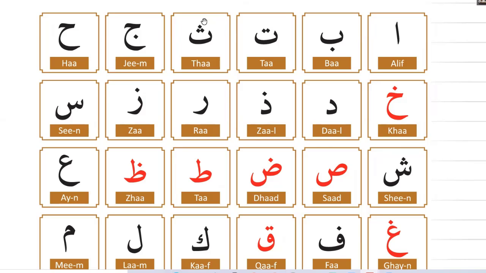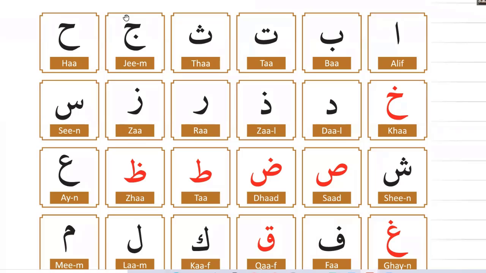Now the next letter is jeem. How will you recognize the letter jeem? First of all, the shape: there is a straight line with a C and a dot in between. So this is the sound of jeem, like jump, right? J sound. It's not very hard, and I guess you will easily recognize this letter.